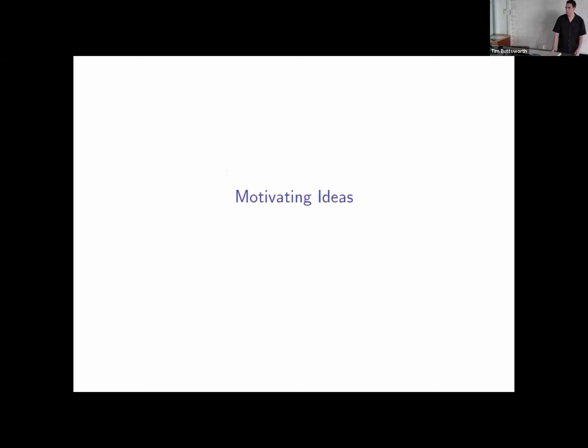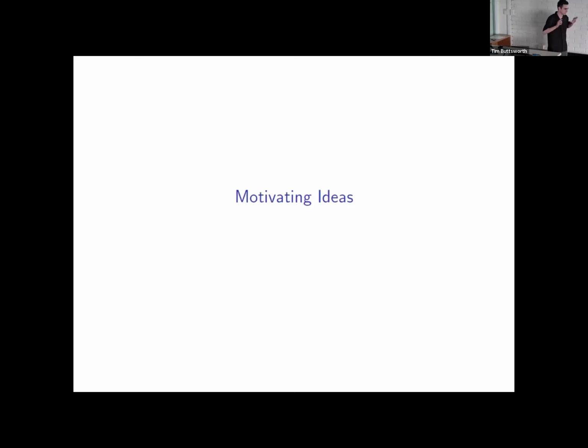So I'll start with just some motivating ideas. I realize that this is mostly geometry and PDE people. This is going to be quite a topological talk, but if I say things that you're not familiar with, please feel free to ask. I think it should be all fairly low level stuff.